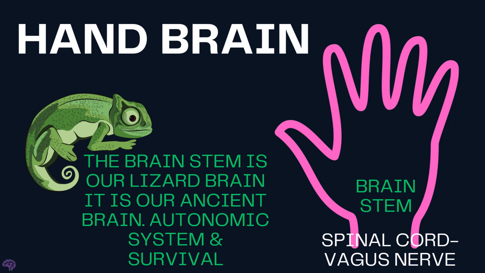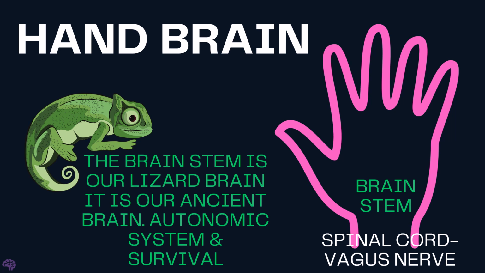Okay, so if we have our hands stretched out, the bottom where our wrist is, that's like the part of our brain at the bottom, where it's our spinal cord and where the vagus nerve is. So that's the part of our brain that's responsible for feelings and nerves.